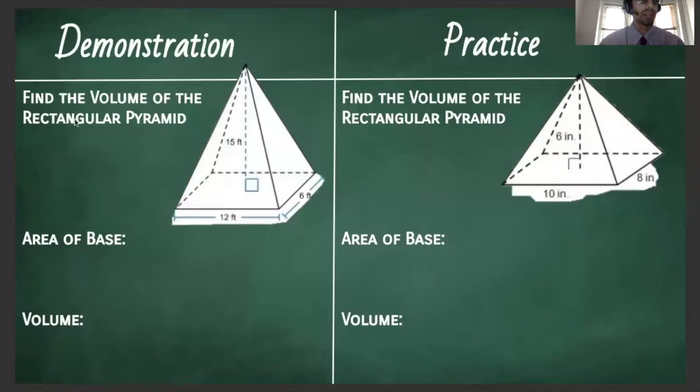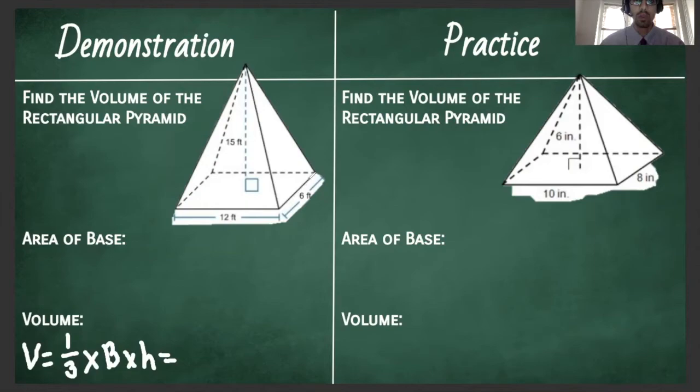Looking at this problem over here, they want me to find the volume of the rectangular pyramid. So to find the volume, I need to know two things, right? I'm just going to start by writing my volume formula over here. I know 1/3 is going to stay there. I need to know the base, the area of the base, and the height of the pyramid, right? So let's start off by finding out what the area of the base is.